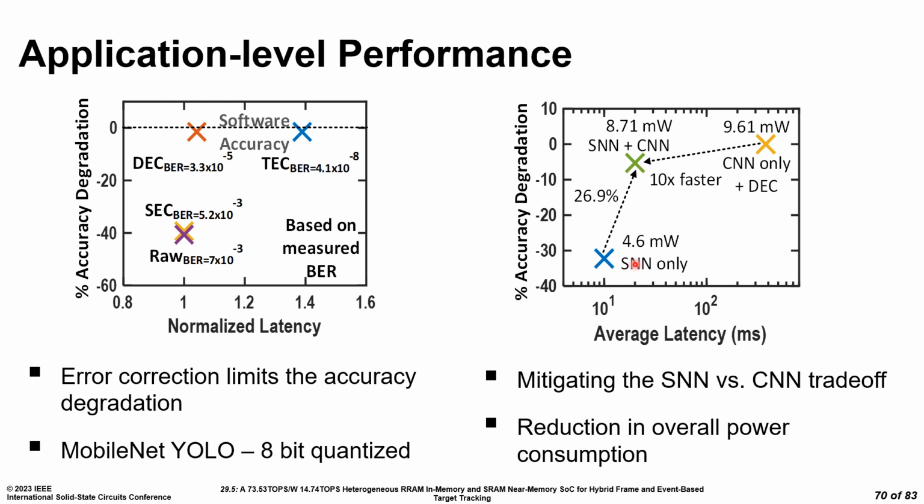And finally, this is the system level trade-off that we started with. CNN has higher accuracy but is slow to process, and SNN is fast to process but has a lower accuracy. By using them together in the hybrid manner, we could get both high speed and high accuracy simultaneously, while also reducing the processing power.